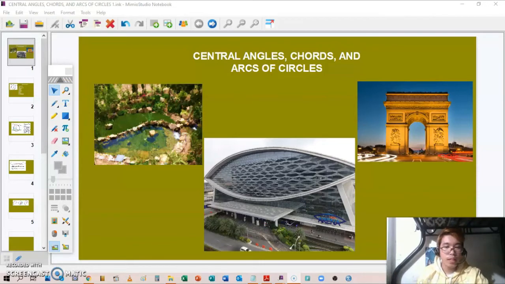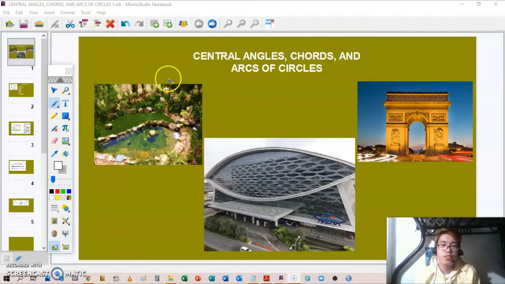Okay, so good day, grade 8 Max size students. For this lesson, we will be discussing central angles, chords, and arcs of circles. This is the first lesson for our fourth quarter.